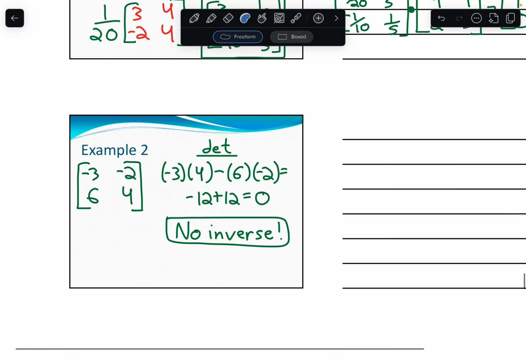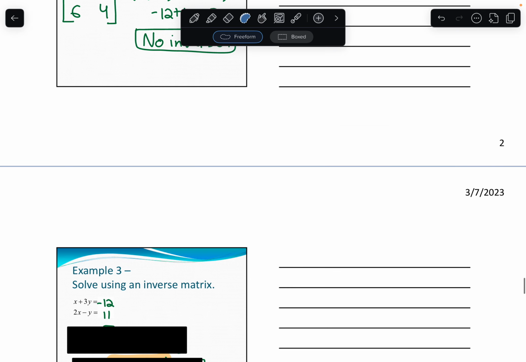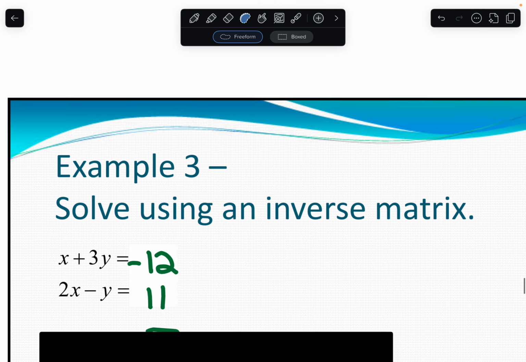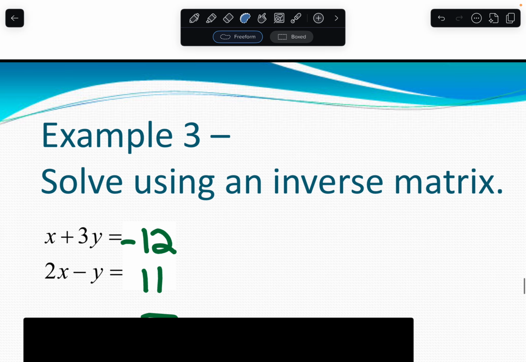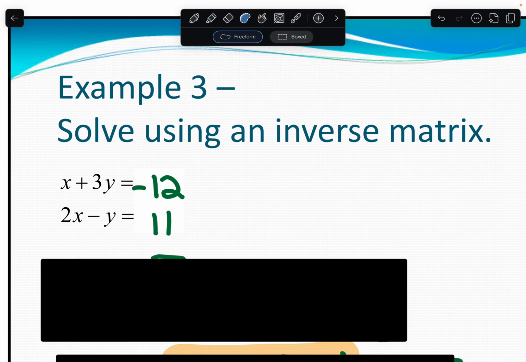Okay, last application of inverse matrices is to solve a system of equations. Like we talked about with Cramer's rule as well, this is not the technique you would choose if the question on a standardized test was, find the inverse, or excuse me, solve the system of equations. You would pick substitution, elimination, something a little faster. But let's talk about how this is going to work.